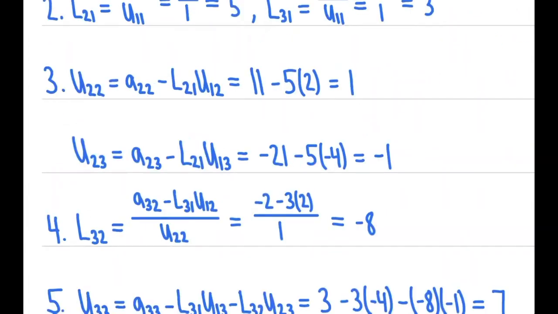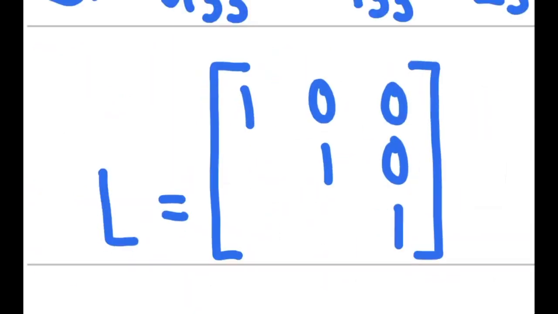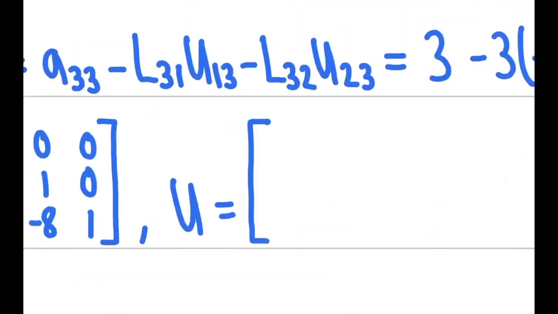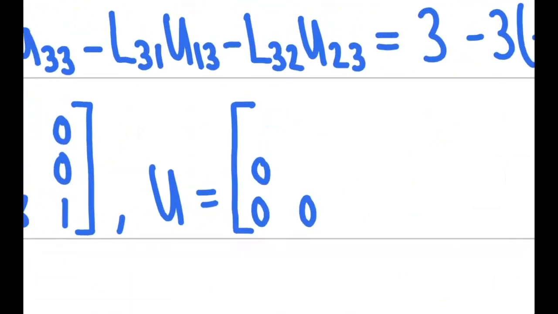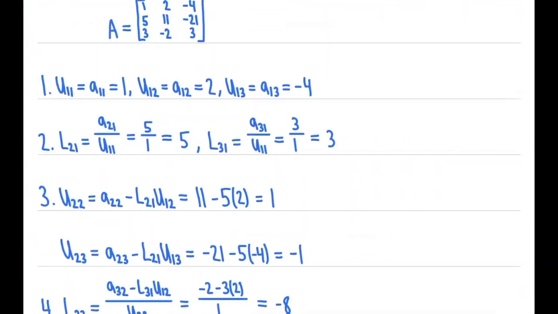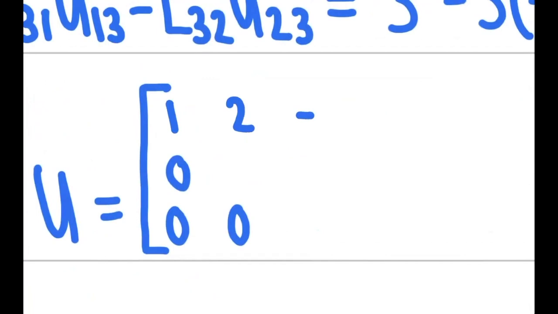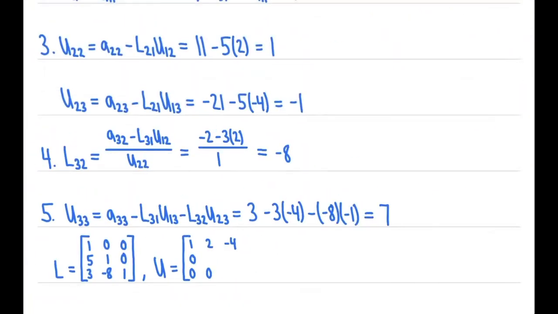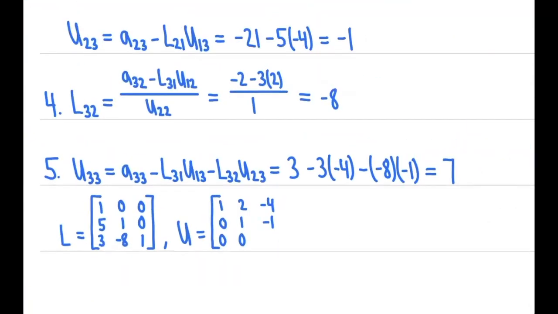So by default, we have this. We just figured out the other entries. L21 is 5, L31 is 3, and L32 is negative 8. So we have 5, 3, negative 8. And for U, it's upper triangular, so we're going to have zeros below the main diagonal. The first row is 1, 2, negative 4, which matches the first row of A. Then U22 and U23 are 1 and negative 1, and the bottom right entry is 7.